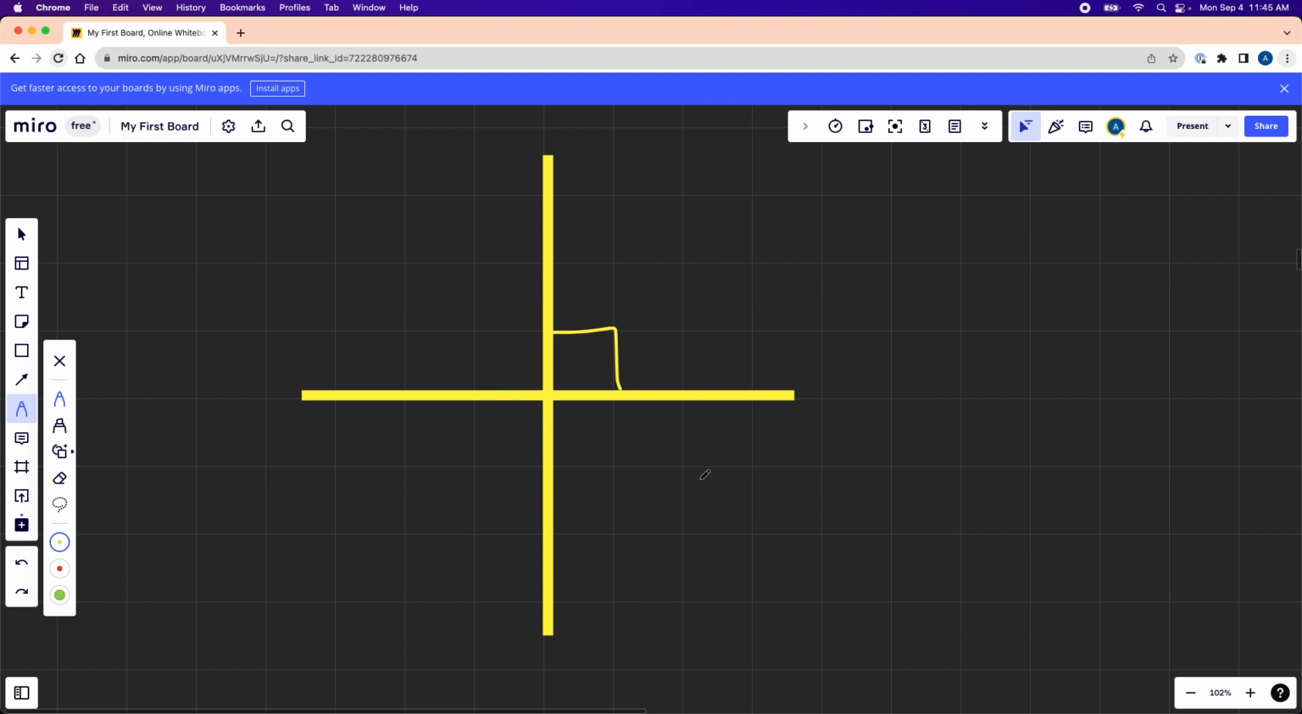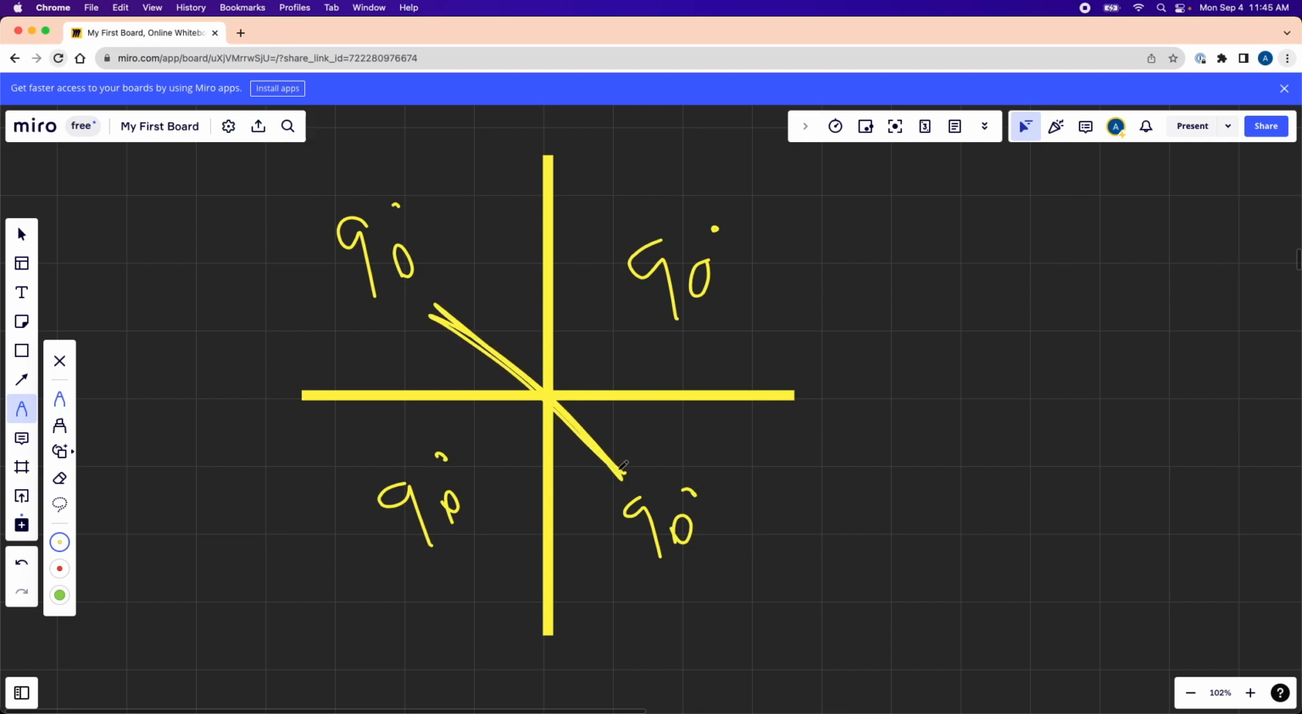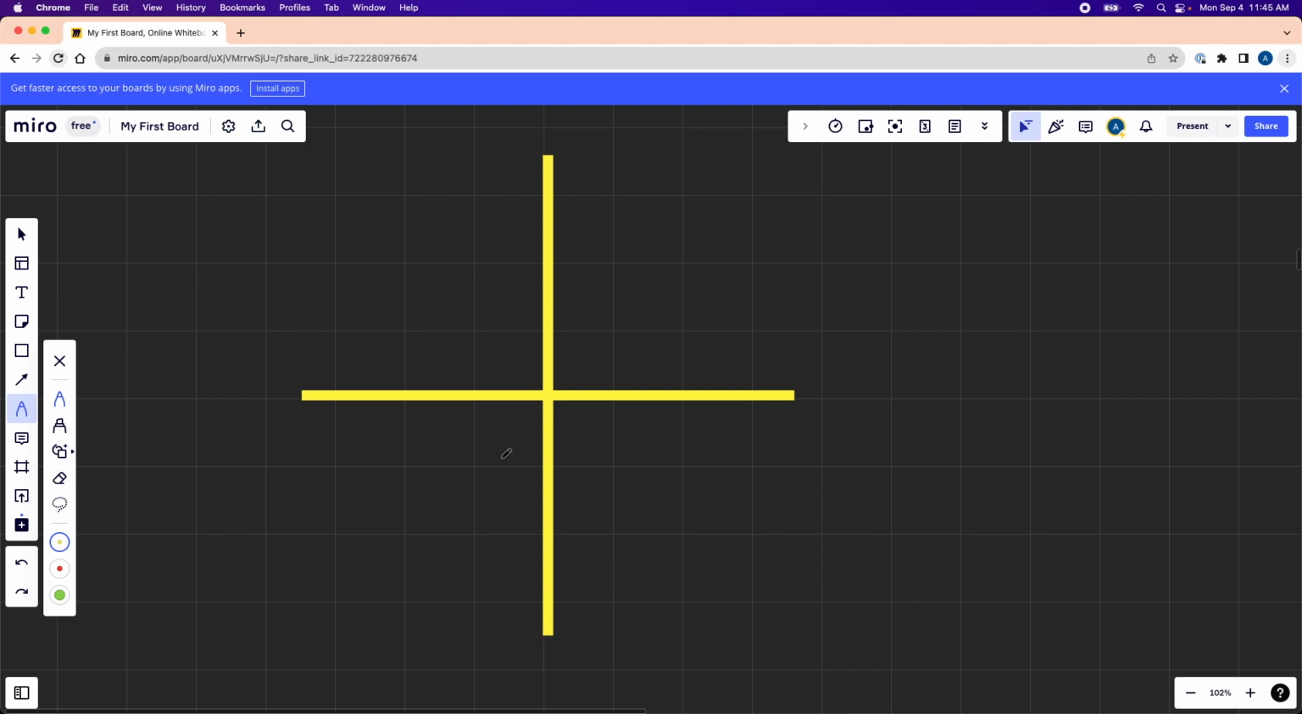But what we might not realize here is that I have 90 degrees right here, but also 90 degrees right here. And then similarly, I have 90 degrees right here and 90 degrees right here. So we can see that these angles are the same and these angles are the same. And that is going to be true for all angles. Whenever you have opposite angles, they are going to be the same. And we can sort of visually see that right here.